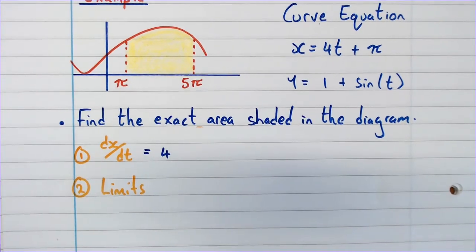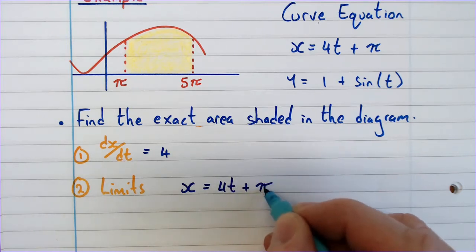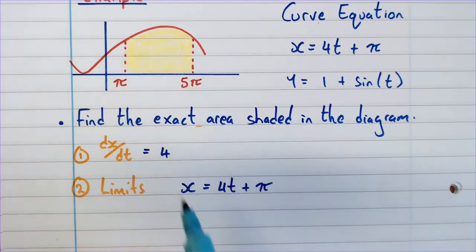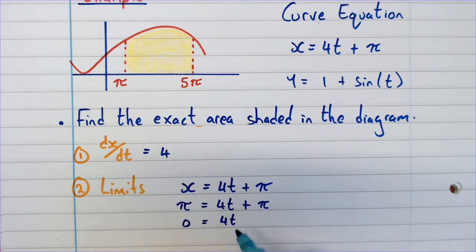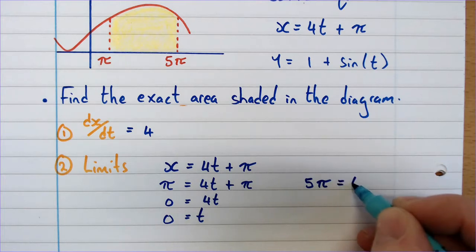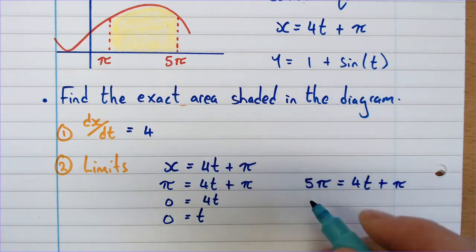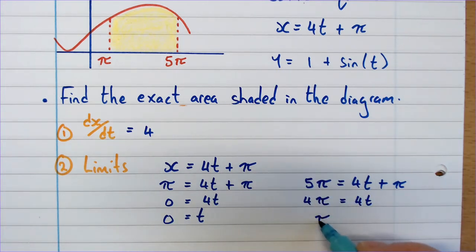We're going to change our limits from x to t. Now our equation is x equals 4t plus pi. If we plug both our limits in one at a time, work through it nice and slow, we get our value for t. So if x is pi, stick that in first. Pi is 4t plus pi, subtract a pi from both sides. So 0 is 4t, and then divide by 4. Your first limit is 0. Do it with 5 pi as well. 5 pi equals 4t plus pi. Subtract pi from both sides, so 4 pi equals 4t, and divide by 4. So pi is t. And there's our limits, 0 and pi.